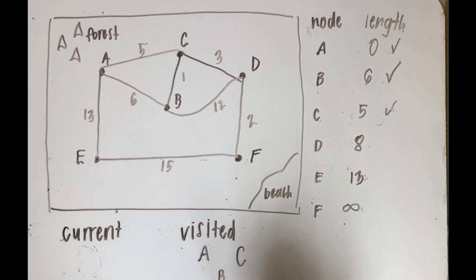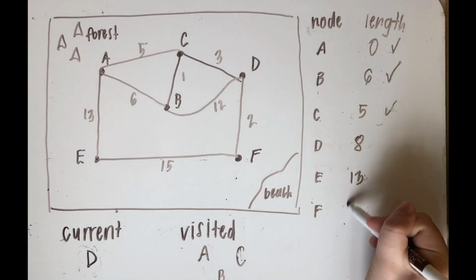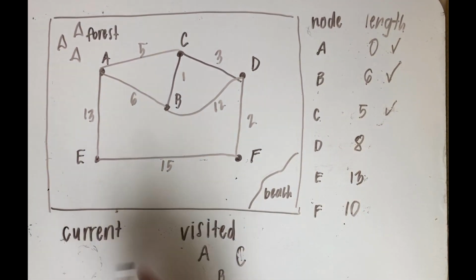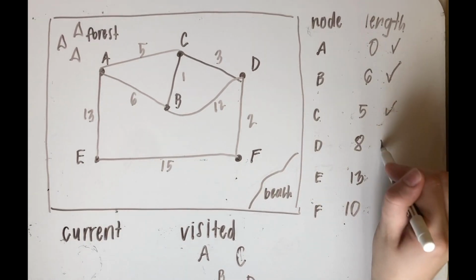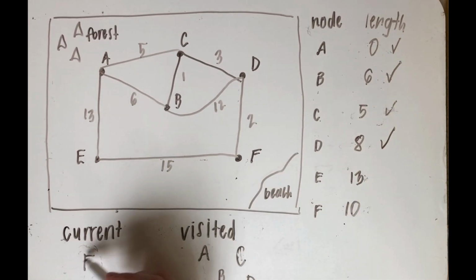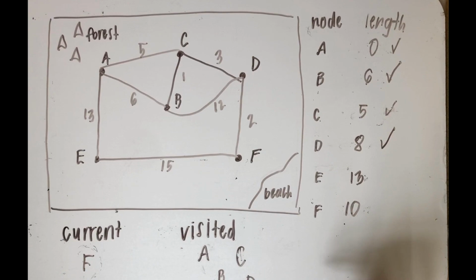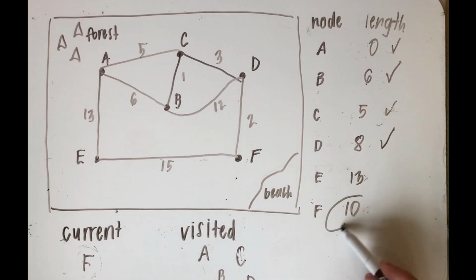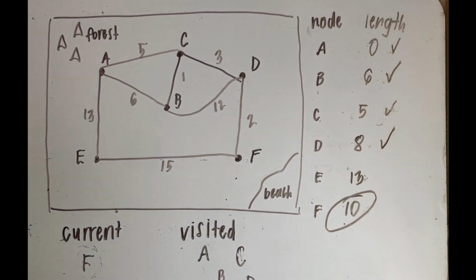The next smallest node is D, which is adjacent to C, B, and F. Since C and B have already been visited, we only need to check the value for F. The value of D, 8, plus the distance to F, 2, totals to 10. Since it's less than infinity, the time value of F is replaced with 10, and then we are done with D. Now, the node with the smallest time value is F, and F is where we want to end, because it leads us to the beach. In the end, it takes 10 minutes to get from the forest to the beach.